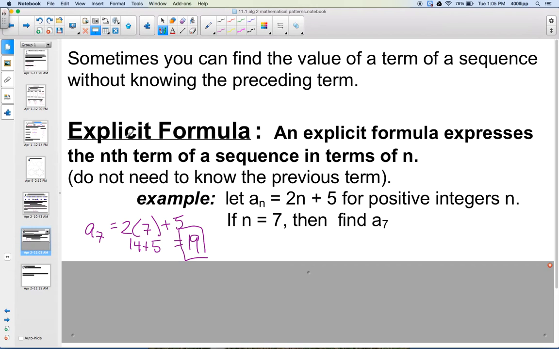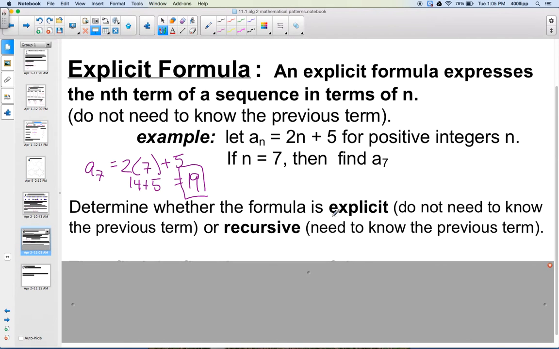So the explicit formula is much easier to use, especially when you need to find, say, the 100th term or even the 20th term. Because if you're finding the 20th term, you just plug in 20 for n, and you wouldn't have to list the first 20 terms in the sequence.